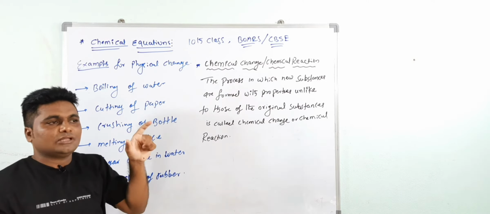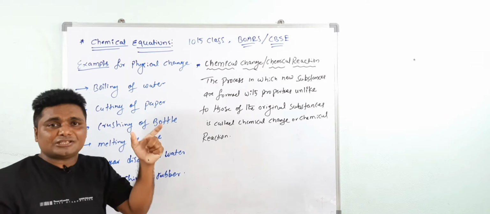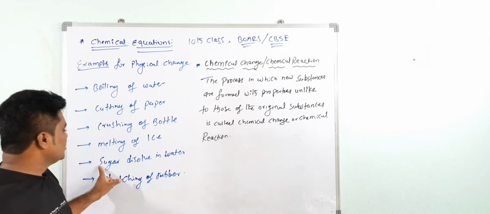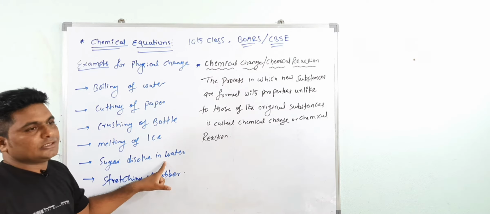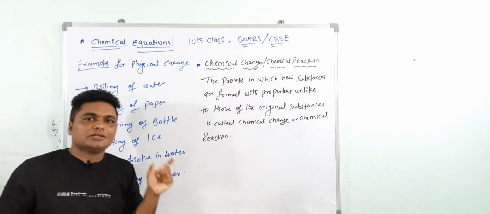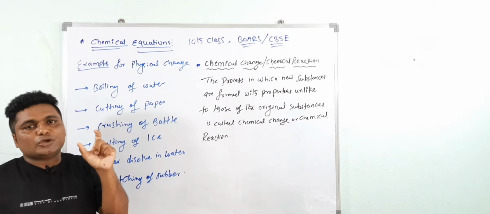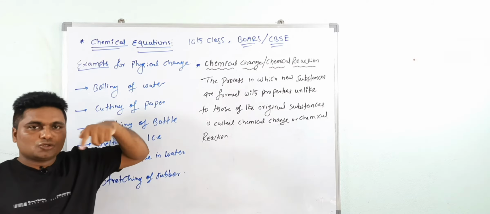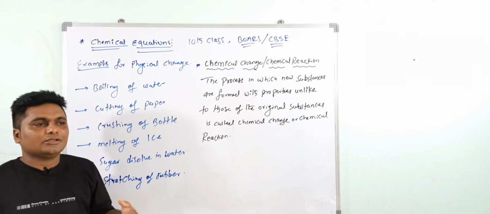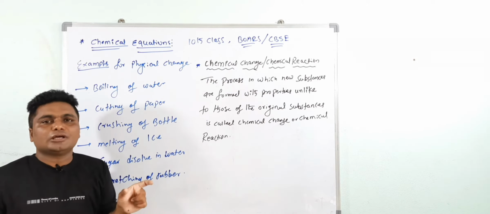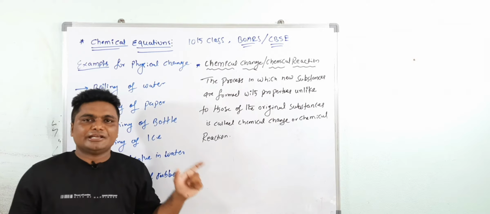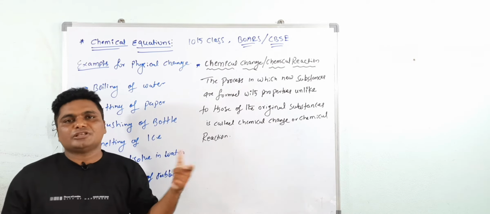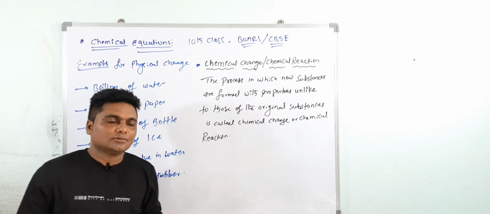But the ice and liquid water have the same taste and contain the same formula, that is H2O. And sugar dissolved in water. See, initially the sugar is in the solid state, that is the sugar crystals. When you dissolve it in the water, the sugar crystals dissolve, and if you taste that water it has a sweet taste. That water also contains sugar molecules only. But the physical state of sugar changed from solid to liquid.